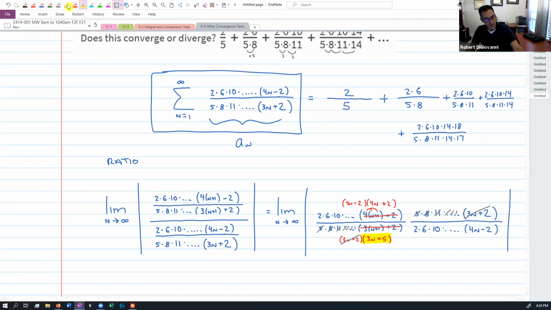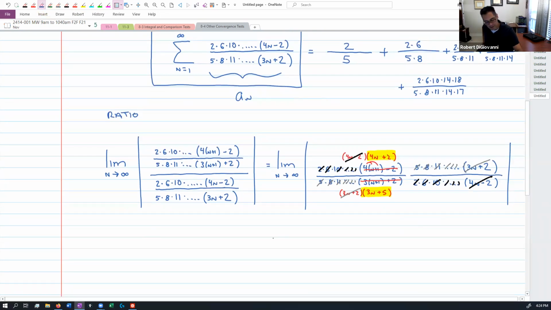And then you also have that 2 and that 2 go, this 6 and that 6, that 10 and that 10, everything in the middle. And then that 4n minus 2 would even cancel with that 4n minus 2. And so the only thing you have left here is this.